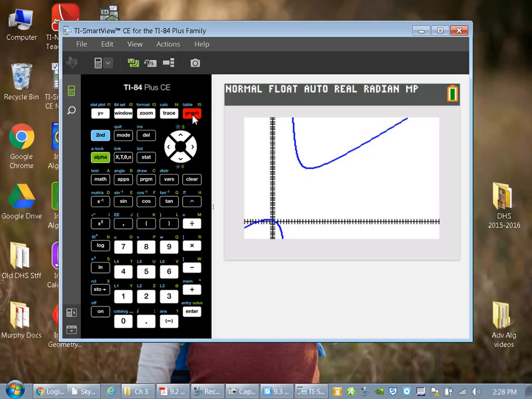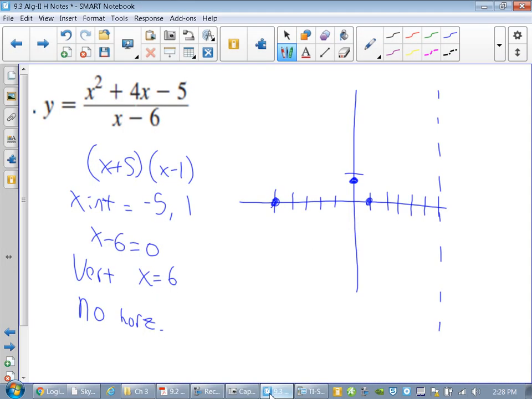Yes, ma'am? So, how did you find the value on the y-intercept? How did you find that point? This one here? It's always x equals 0. I just substitute in 0 for x. To get the y-intercept, you just put 0 in for x.